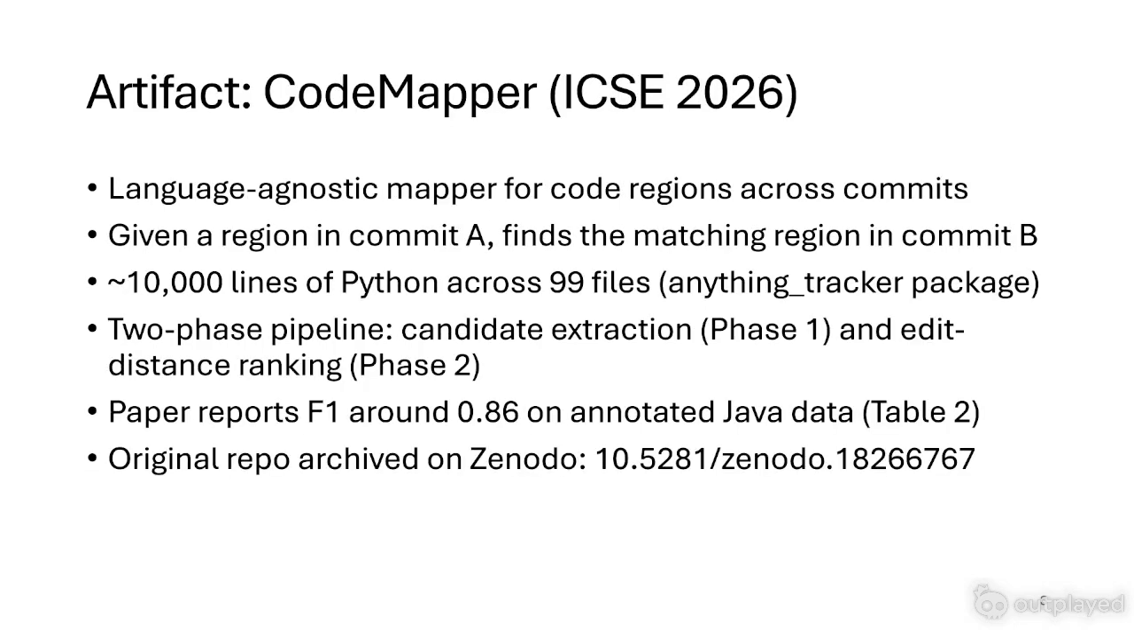The artifact we focus on is CodeMapper. It's a language agnostic mapper for code regions across commits. So given a region in commit A, it finds matching regions in commit B. The reason this is important is because it allows us to report F1 scores and annotate Java data tables to see how much code is changing with CodeMapper and agents interacting with it.